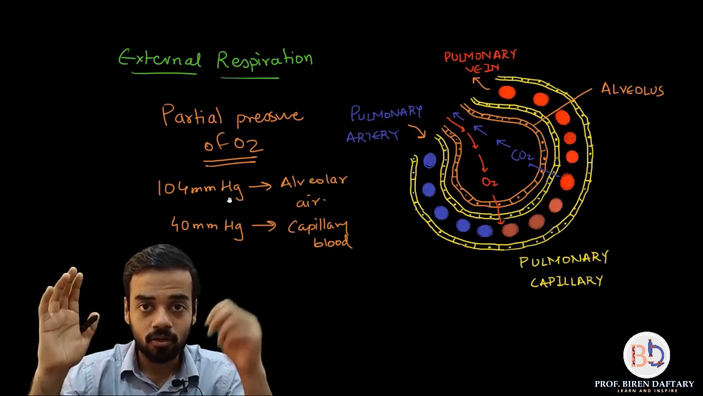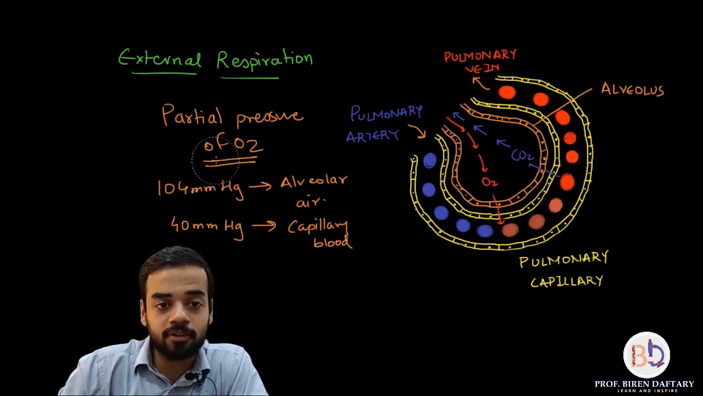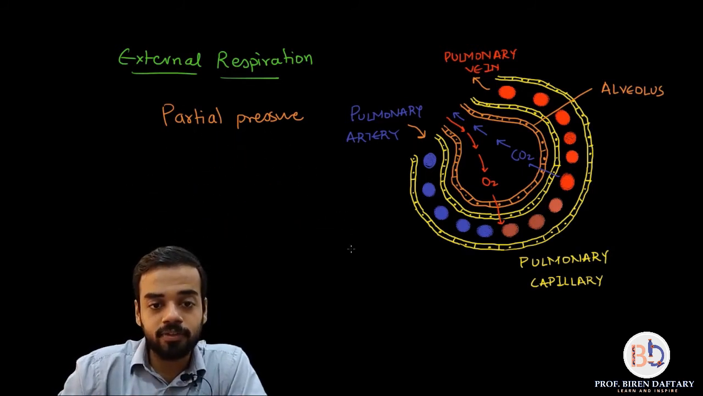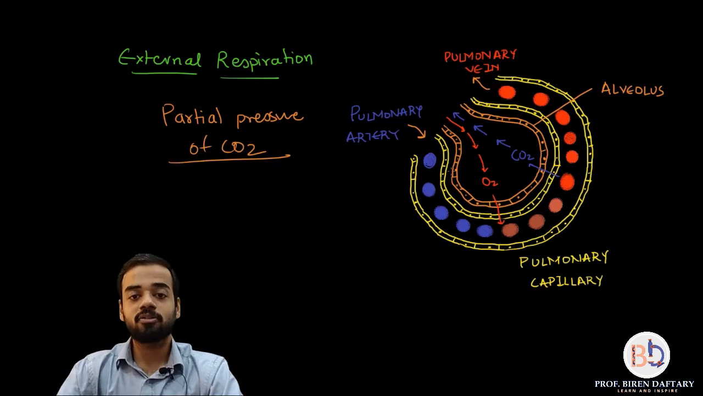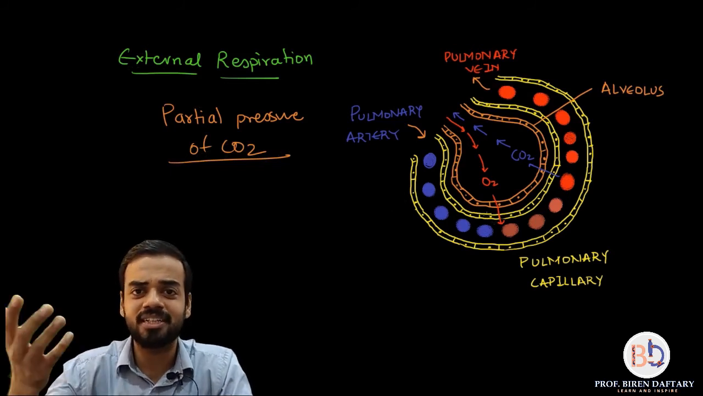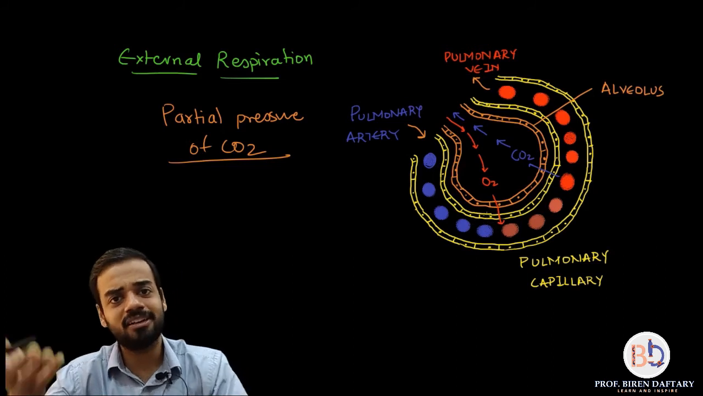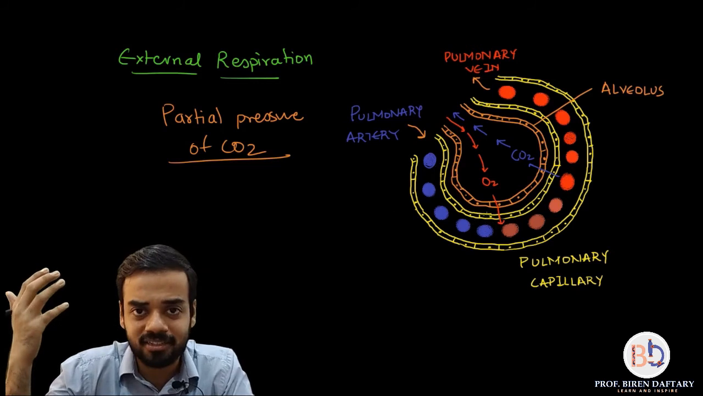Is this clear? Okay. Now let us come to the movement of carbon dioxide. So again we use partial pressure, but now instead of oxygen I am going to use carbon dioxide. Carbon dioxide is present in this blood which is coming from the pulmonary artery. It is the deoxygenated blood. Obviously it will have carbon dioxide also, because the respiration reaction produces carbon dioxide as a byproduct.